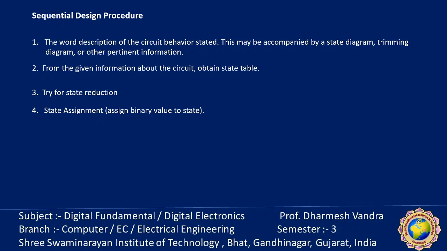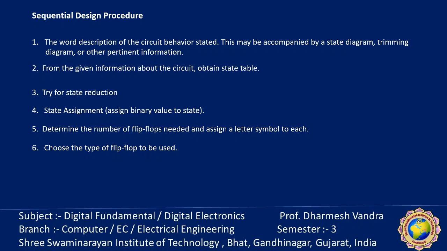Next, we have to identify the number of flip-flops. It depends on the number of states: 2 raised to m is equal to the number of states, so m flip-flops are required. Assign a letter symbol to each flip-flop. Then from the state diagram, we can also understand which type of flip-flop is required. So identify the type of flip-flop which is used to design the circuit, and from the state table, circuit excitation, and output table, we have to derive it.